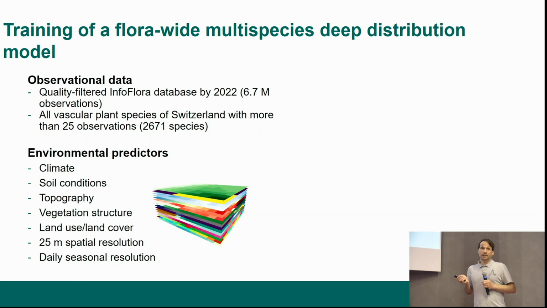What we did here, again, we used the vegetation data of Infoflora, but this time it was 2022, so we had a few more, 6.7 million quality filtered observations for about 2,700 species. And we had quite fine environmental information, 25-meter resolution for climate, soil conditions, topography, vegetation structure, and land use, land cover. What we also did here, we had an explicit inclusion of season by also modeling a sine-cosine mapping of the observation date.